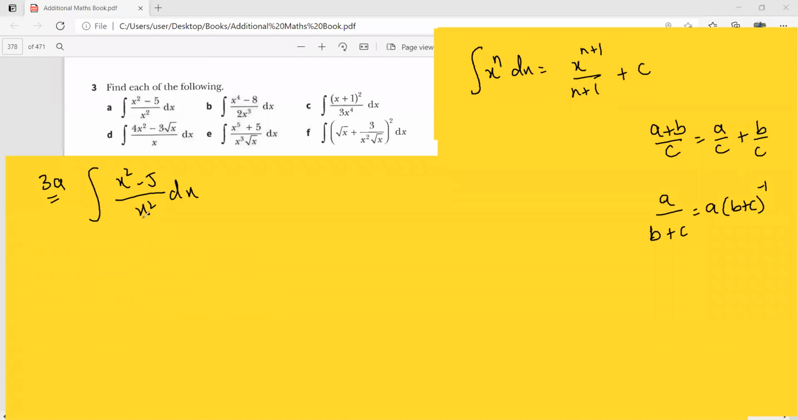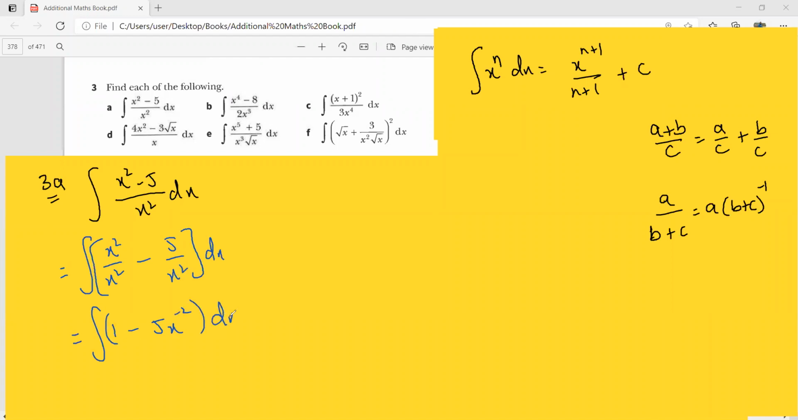Okay? So this is the case where we can split them up. We can write them as x square over x square minus 5 over x square. Okay? And this then becomes 1 minus 5. And let me move this x squared to the numerator here. Now, this is the form that we can integrate. So integral of 1 is going to be x.